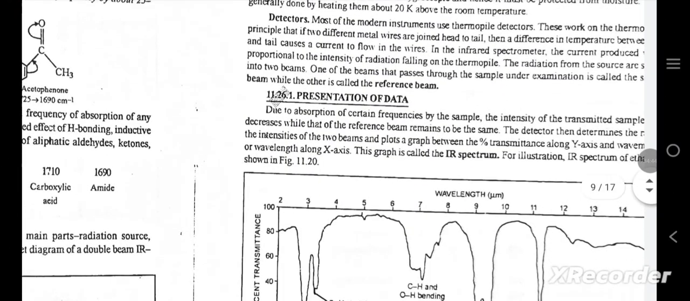Detectors. Most of the modern instruments use a thermopile detector. These work on the thermocouple principle that if two different metal wires are joined end to end, then a difference in temperature between the junctions causes a current to flow in the wires. In the infrared spectrometer, the current produced is proportional to the intensity of radiation falling on the thermopile. The radiation from the source is split into two beams. The beam that passes through the sample under examination is called the sample beam, and the other is the reference beam.